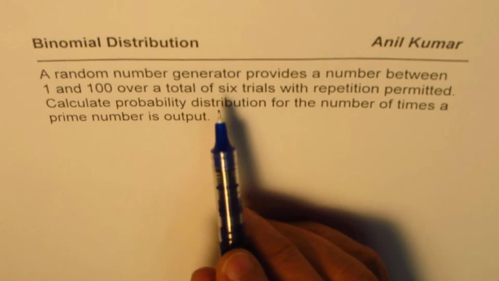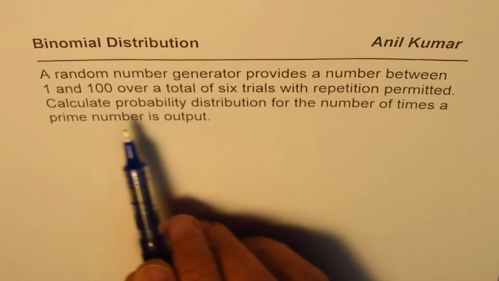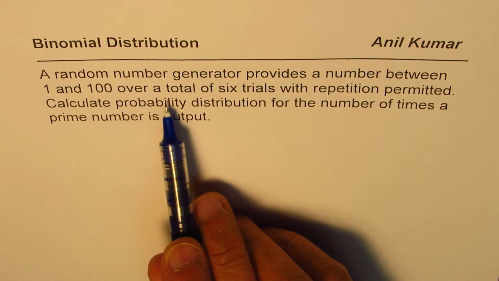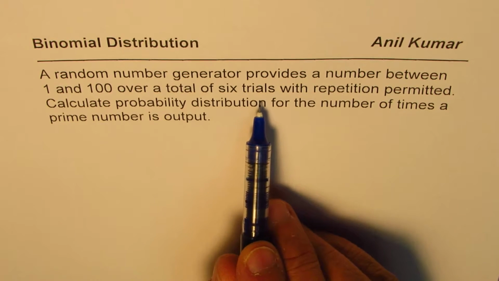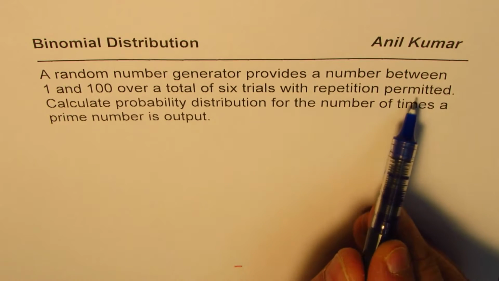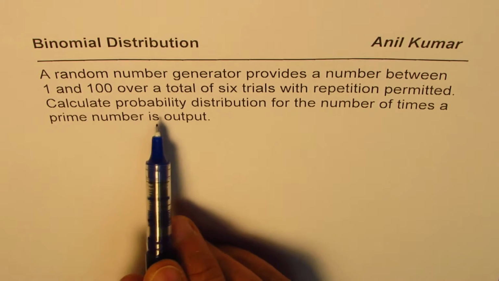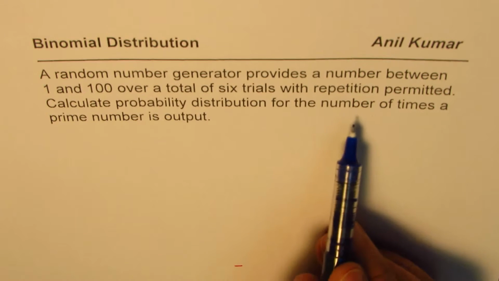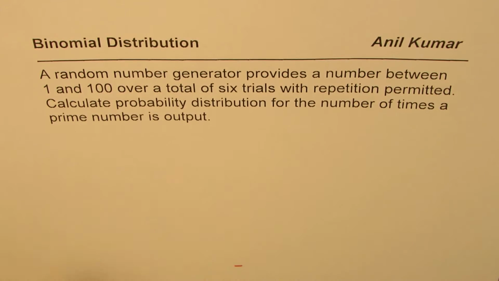A random number generator provides a number between 1 and 100 over a total of 6 trials with repetition permitted. Calculate the probability distribution for the number of times a prime number is output. You can always pause the video, answer the question, and look into my suggestion.